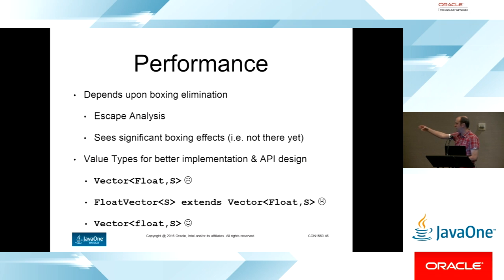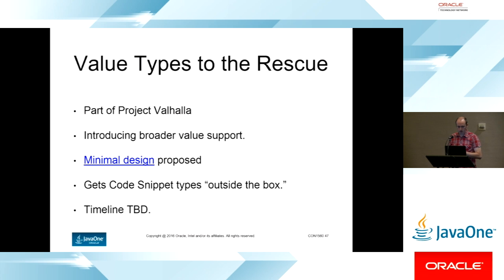So as you can see here, VectorFloat is not great. FloatVector extends Vector<Float>, so trying to play the stream game is also undesirable. We end up in a place where streams is now, which I think is suboptimal and unsatisfying. But finally, where we'd really like to get is vectors just parameterized by the primitive types. So value types to the rescue, like we said.